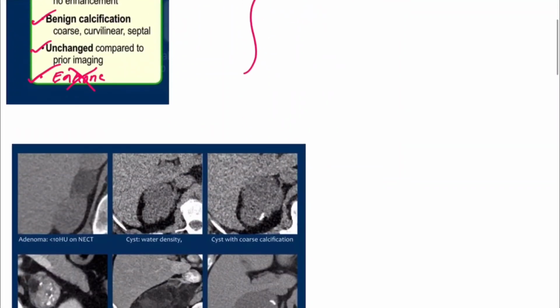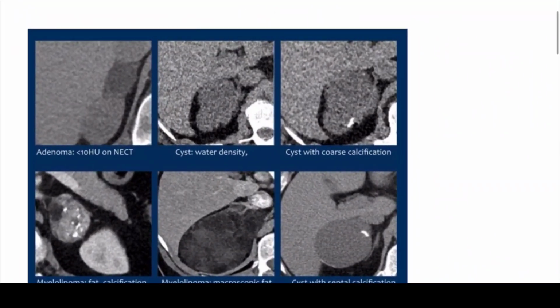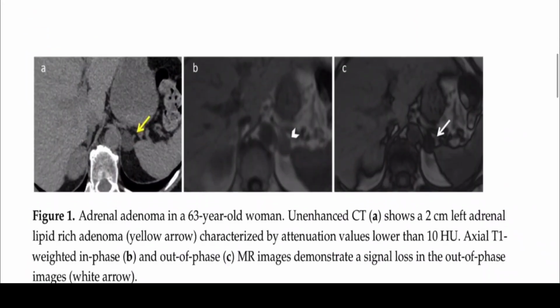So let's see the images. It is an adrenal lipid-rich adenoma because the HU is less than 10 on NCCT; a cyst of water density; a cyst with coarse calcification; a cyst with septal calcification; and the myelolipoma with gross fat, and there can be foci of calcification also. These are the typically benign lesions. Let's look at them again.